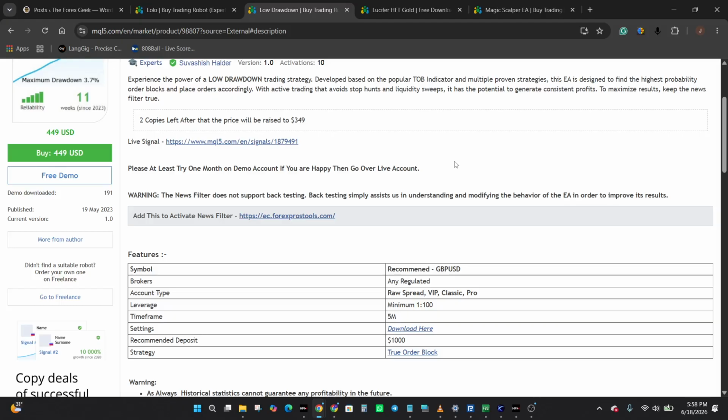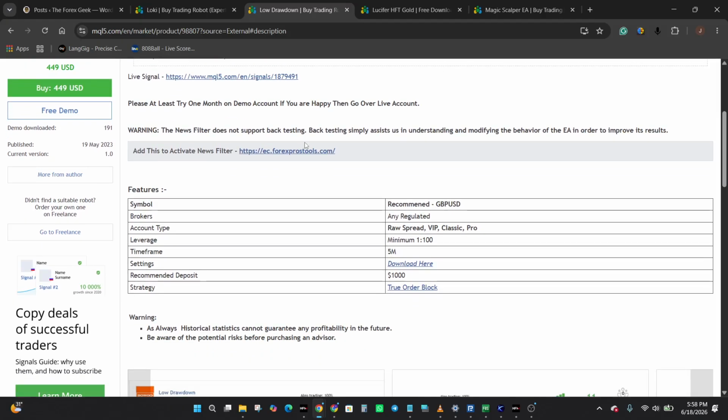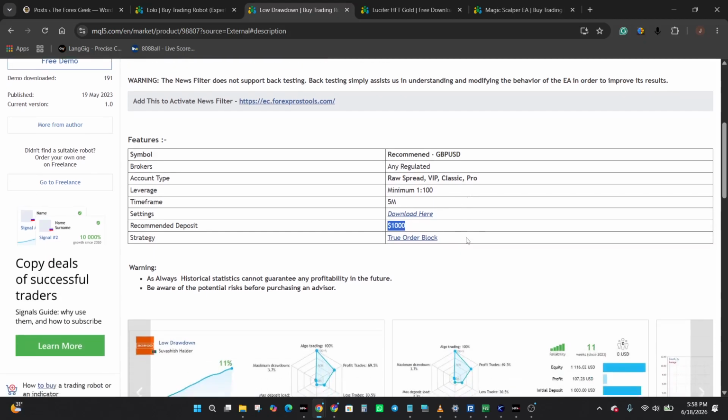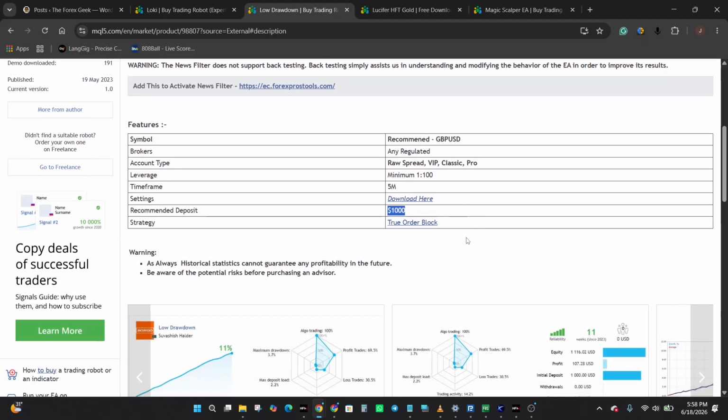Further down, we can see some recommended trading conditions. The preferred symbol is GBPUSD and the recommended time frame is M5. The developer also lists a minimum leverage of 1:100 and recommends a starting deposit of $1,000. There is also a downloadable settings file available which may help users apply the intended configuration more easily.